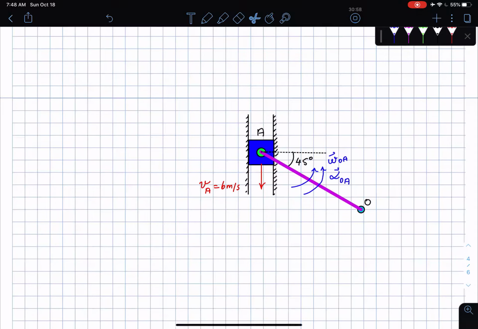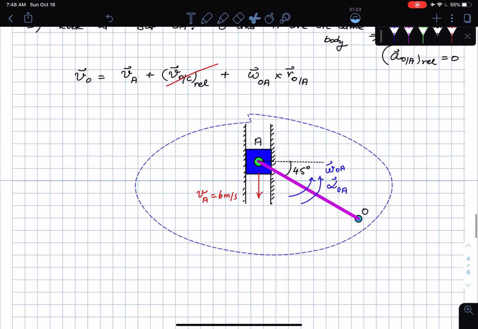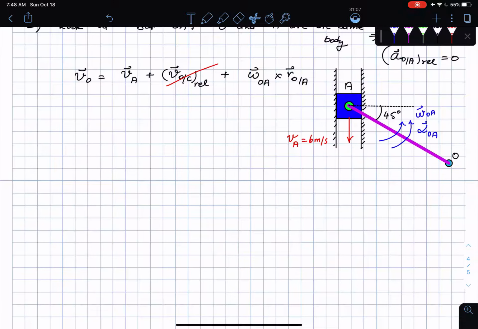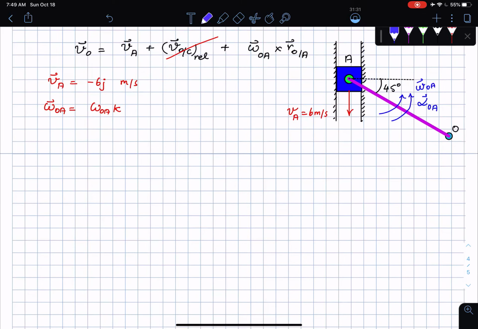This is what I used to write the velocity expressions and so on. Now omega OA is given to me, and I'm assuming it to be positive. VA is known to me, so VA is minus 6j meters per second. Omega of OA, I'm assuming it to be omega OA in the k direction. Then alpha, then the position vector from O to A. Here I want to be a little more explicit or careful.